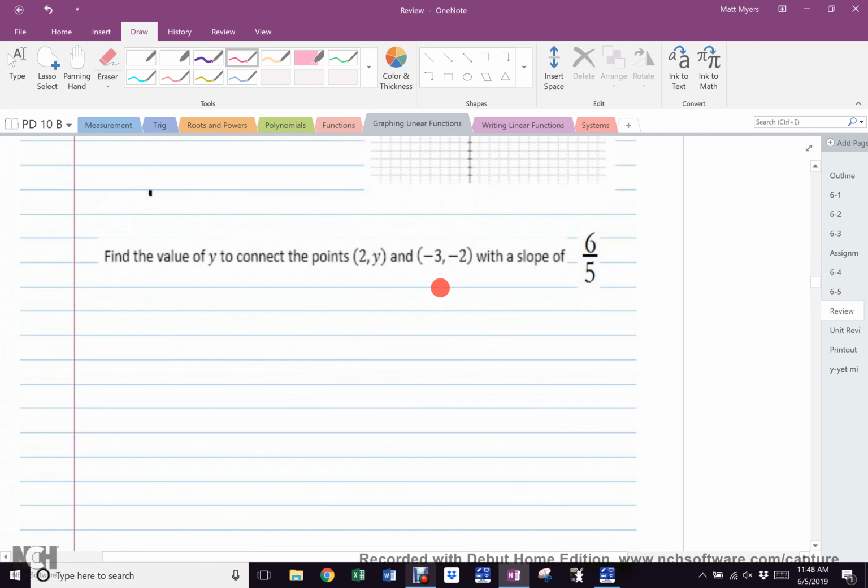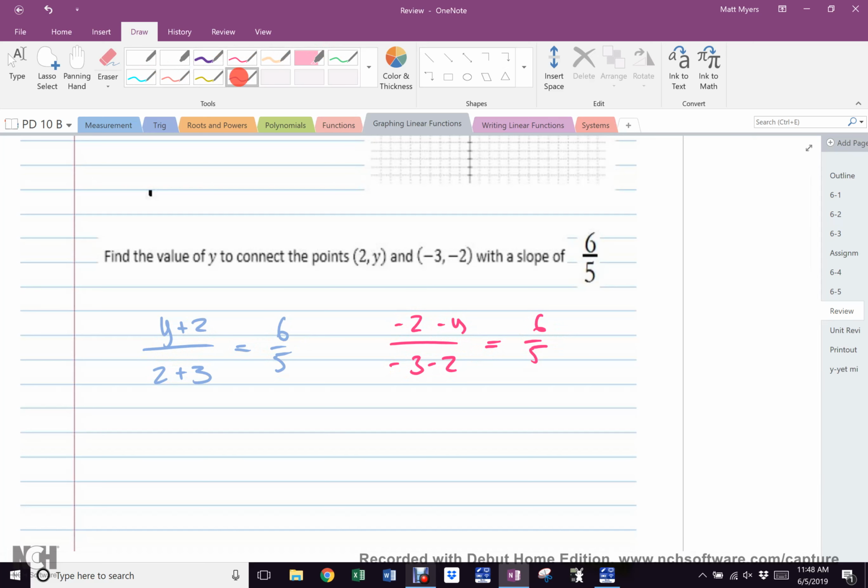Two ways you could do this one. You could go y plus 2 over 2 plus 3 equals 6/5. Or you could have gone -2 minus y over -3 minus 2 equals 6/5. No matter what you did, you're going to get the same answer, which is, of course, 30 equals 5y plus 10. 20 equals 5y. Y equals 4.